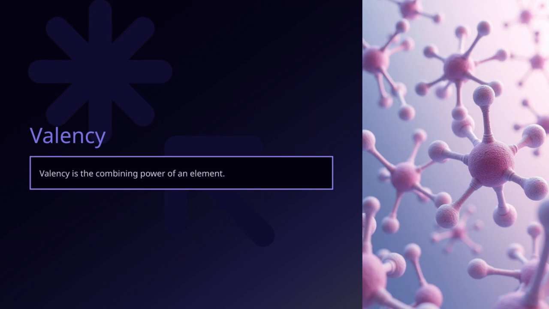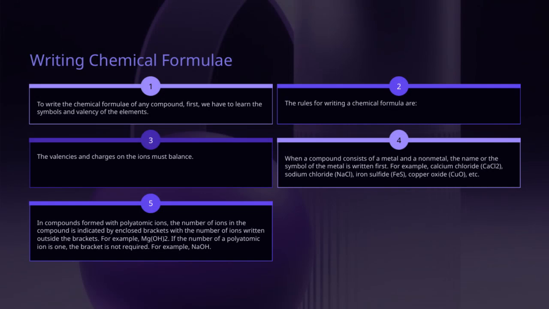Recognizing valency helps us predict the formulas of compounds and understand their properties. So, in essence, valency is a key idea that ties together how elements combine to create the vast array of substances around us. When a compound is made up of a metal and a nonmetal, the convention is to write the name or symbol of the metal first. For example, you might see calcium chloride, which has the chemical formula CaCl2, or sodium chloride, NaCl. Other examples include iron sulfide, FeS, and copper oxide, CuO.